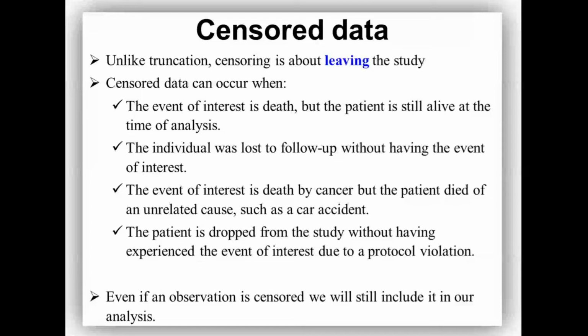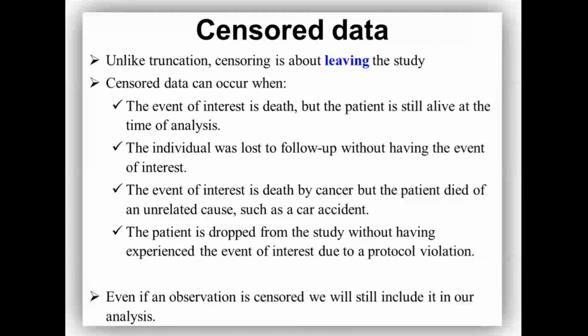And the fourth one is protocol violation. For example, there could be smokers and non-smokers. While you are following the cohort of smokers and non-smokers, some members of the non-smoker group may start smoking. That's protocol violation, and they cannot be eligible study participants for you. Therefore, this is also censoring. From that time onward, he or she will be considered as censored.